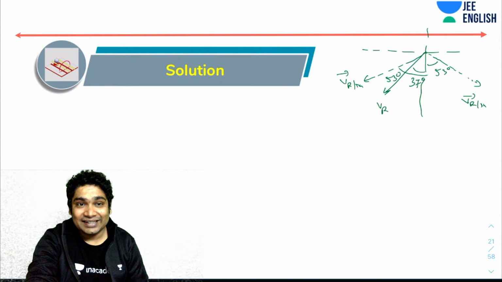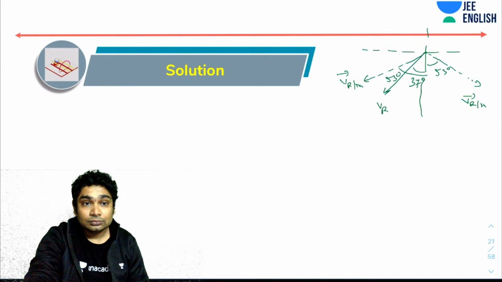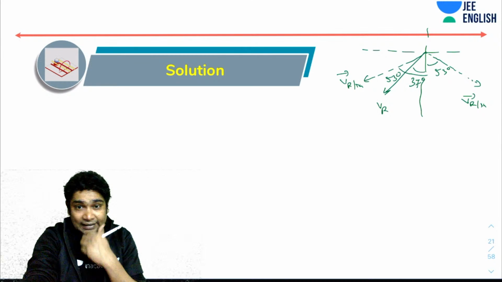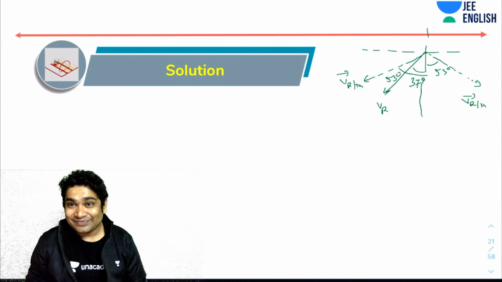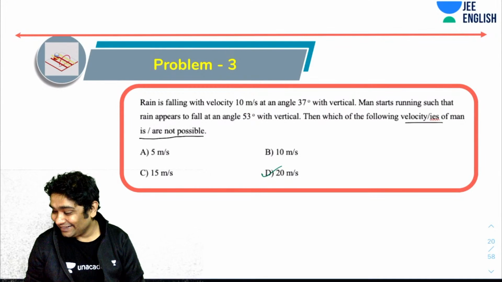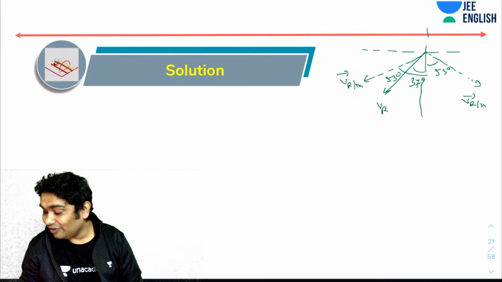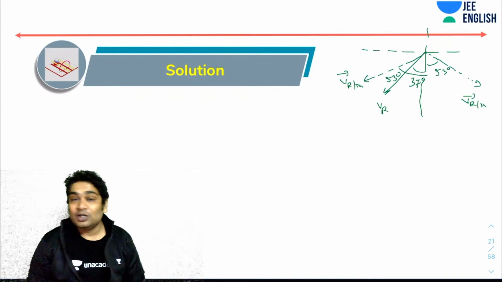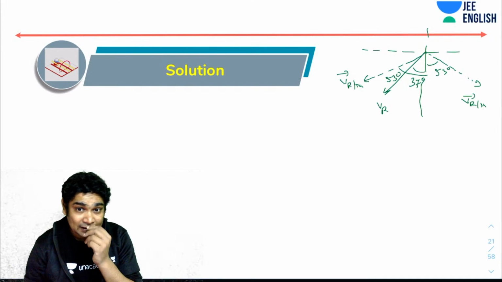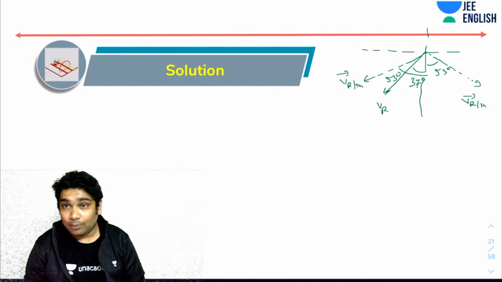Let's see how you do that. So you can divide these two components. So you realize from these two, either you add this kind of velocity of man, or you add this kind of velocity of man. So let's see what are the two values that I'm getting. That'll give me the range of the velocity of man possible, right?